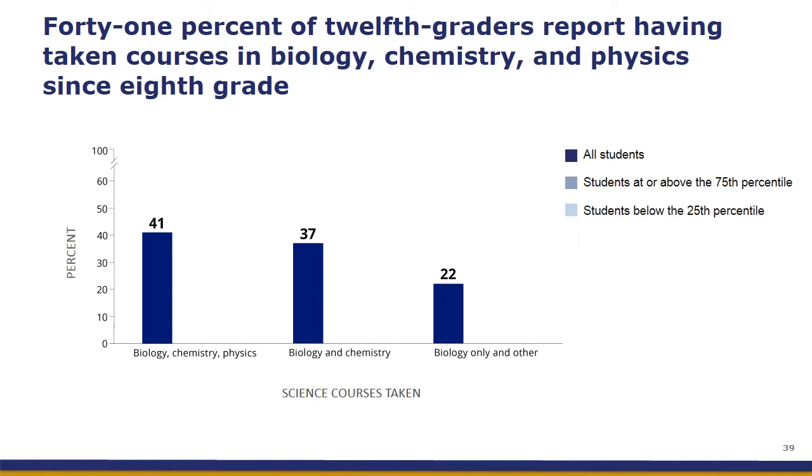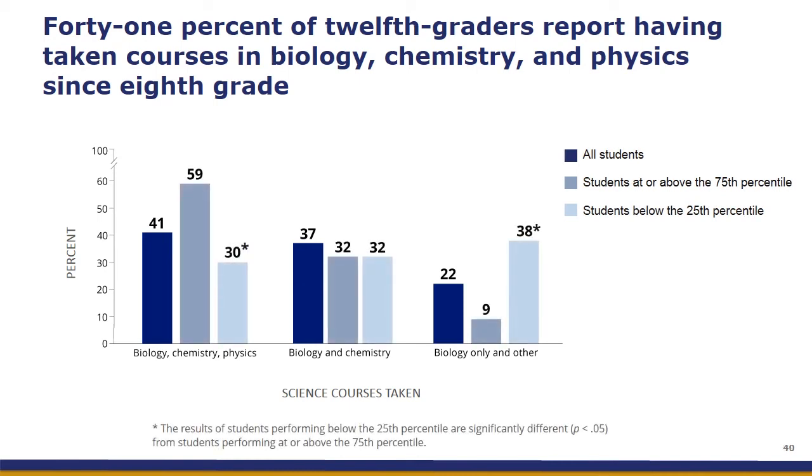We also asked 12th graders about their course taking. In 2019, 41% reported having taken biology, chemistry, and physics. 37% reported taking biology and chemistry, and 22% reported taking biology and another science class. To see how course taking may correlate with performance, we can examine findings by percentiles.